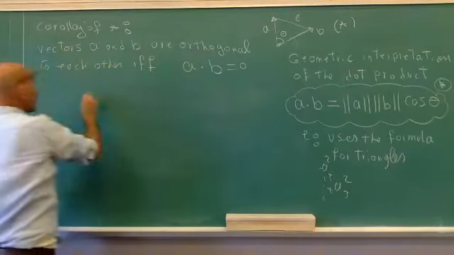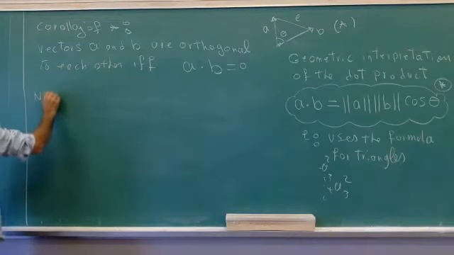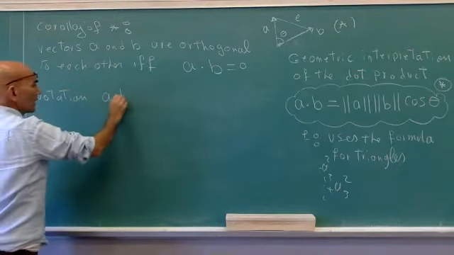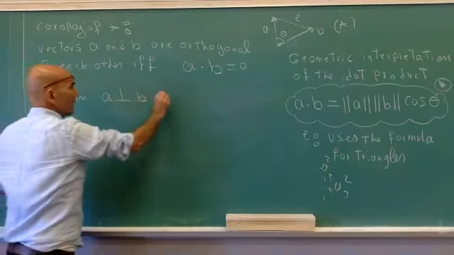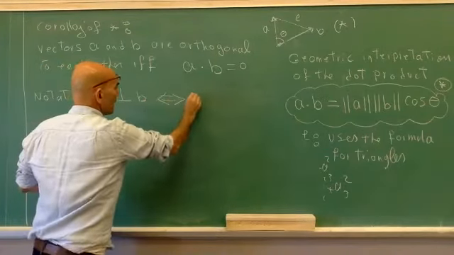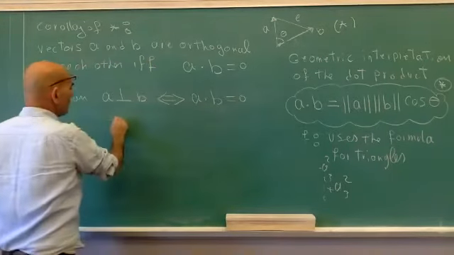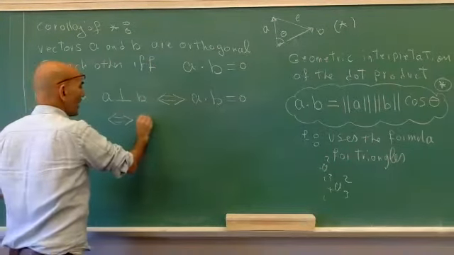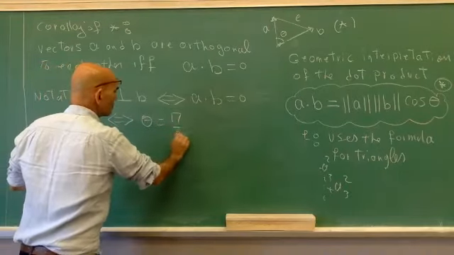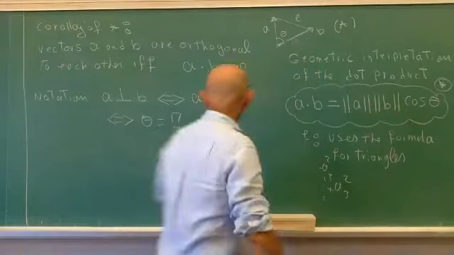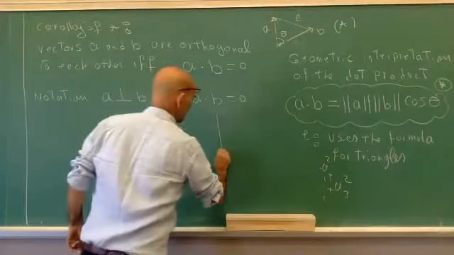So in other words, the notation is this. I'm not sure this is a notation that's used in the book, but sometimes I use A is orthogonal to B if and only if A dot B is equal to 0, if and only if, of course, by definition, the angle theta between the two is pi over 2. So that's the orthogonality.